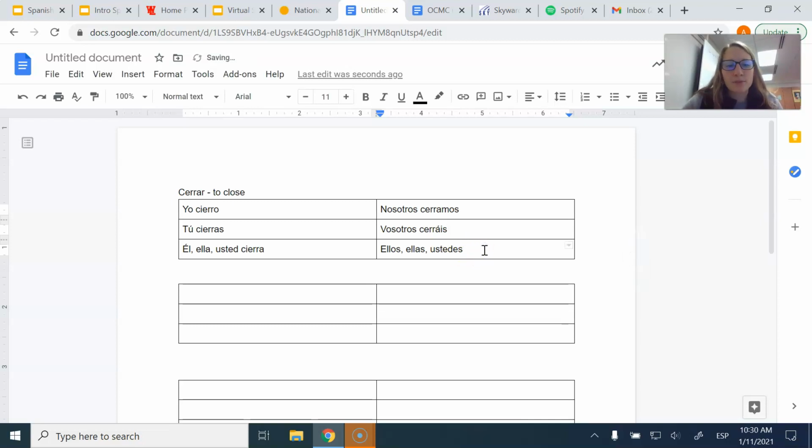And now we're back in the boot, so I'm going to add an IE. Cierran. O, as, a, amos, áis, an stays the same because it's an AR verb. The only thing we're changing is the stem, which means the part before the last 2 letters. So let's work on another one.